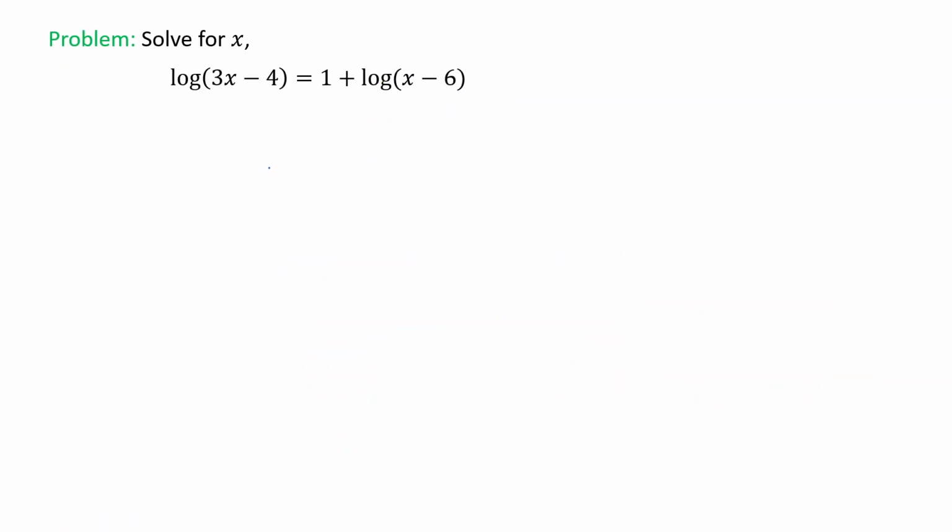Now I am going to solve this logarithmic equation. In this equation, there are two logarithms and there is a constant. The variable is inside the logarithm. To solve this, you need to bring the logarithms together. So I'm going to move this to the left. You get log 3x minus 4. So this is plus, so you need to subtract, this is equal to 1.